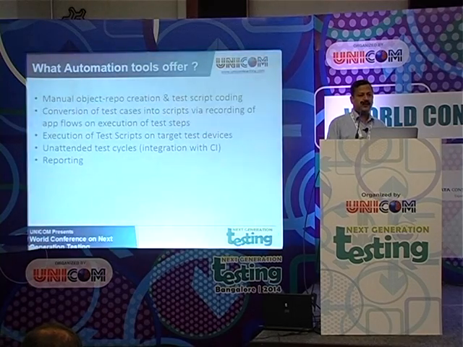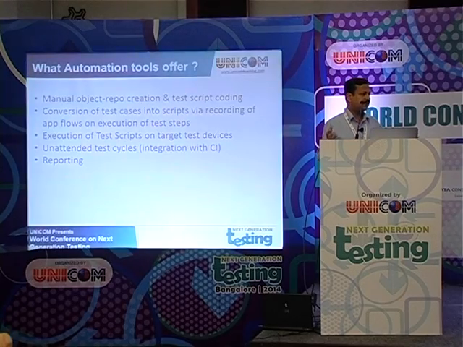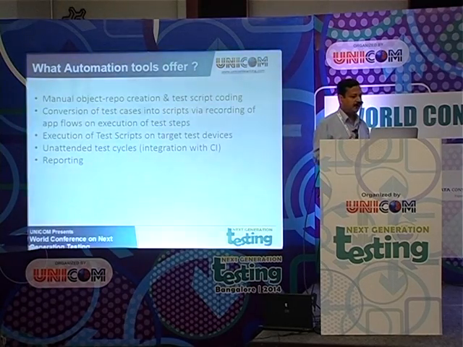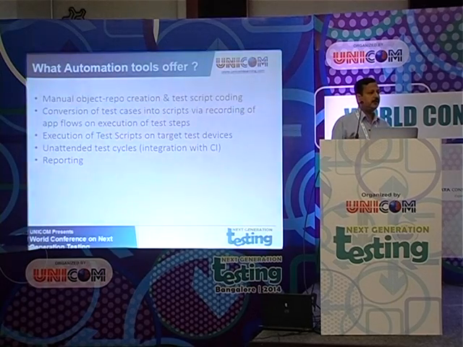So what do the current automation tools offer right now in the market? Most of the tools, people who have done some mobile testing must have heard about Android and Robotium as a tool there. What it offers is that you have to first understand the objects, or there are manual ways to create the object repository. Once you have the object repository created, you go on coding the test scripts. This is one way. There are more tools. They provide conversion of test cases into test scripts while recording the app flow, executing the test steps on a first device.